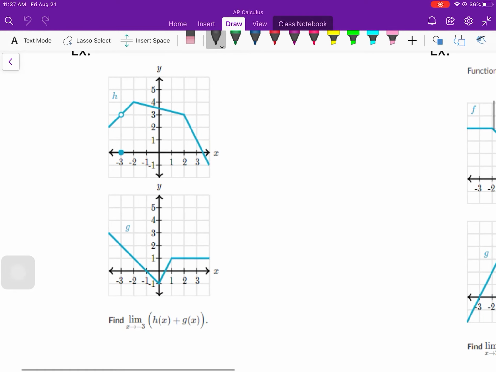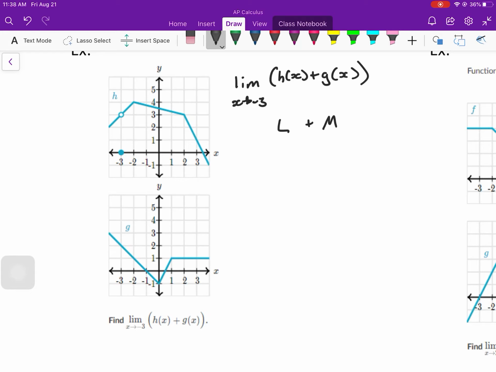What we're going to do is find the limit as x approaches negative 3 of h of x plus g of x. So traditionally, from what we were talking about before, you could call the limit of h of x being L, the limit of g of x being M, and you could just add the two together. This doesn't always work out, and we're going to probably see an example of that, but for this case, it should work out. So let's go ahead and take a look.